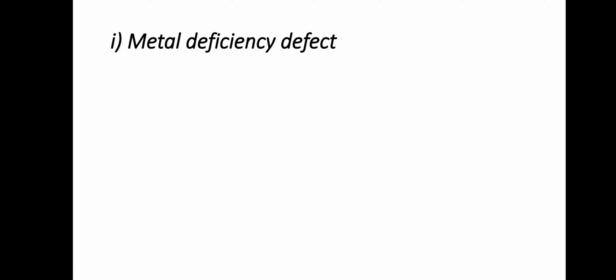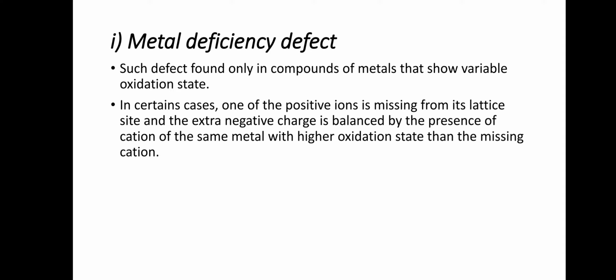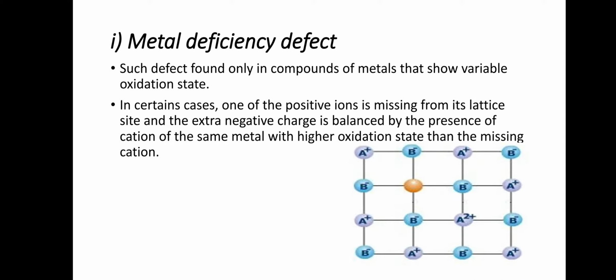Now let us study metal deficiency defect in detail. Such defect is found only in compounds of metals that show variable oxidation states. In certain cases, one of the positive ions is missing from its lattice site and the extra negative charge is balanced by the presence of a cation of the same metal with a higher oxidation state than the missing cation. Let us understand this with the diagram. As you can see in this, a cation is missing. Now when a cation is missing, it is replaced by a cation which has a higher oxidation state.